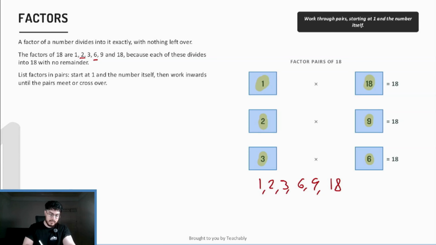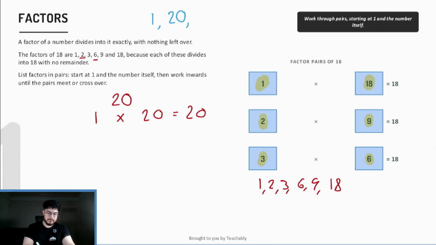So let's try 20. We want to look at all the factors of 20. The first thing I'm going to do is try 1 times something to give us 20. Well, 1 times 20 is 20. And so straight away in our list of factors of 20, we have 1 and we also have 20. Now let's look at the next one. Can we take 2 and multiply it by something to give us 20? Well, if I take 2 and multiply it by 10, I also get 20. And so straight away, we now know that 2 and 10 are also both factors of 20.